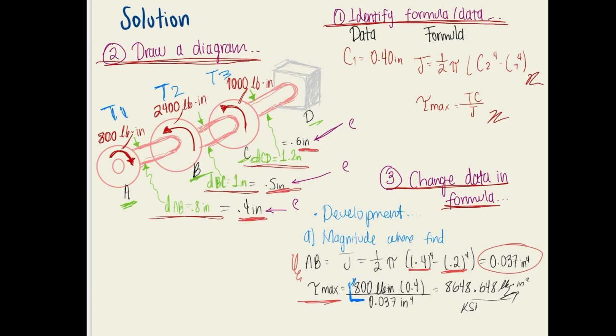Remember that with this result, you have to multiply it by the radius, which is represented with a little c. Then we're gonna divide it by J, that is our polar moment of inertia that we calculated before. This gives us a result of 8,648.648 pound-force per inch squared.